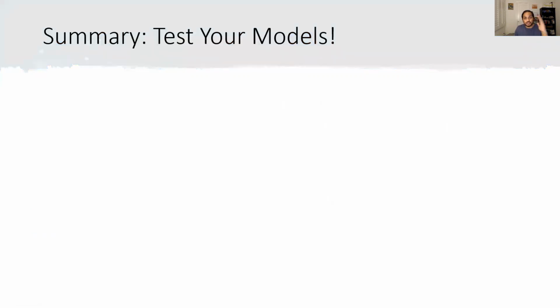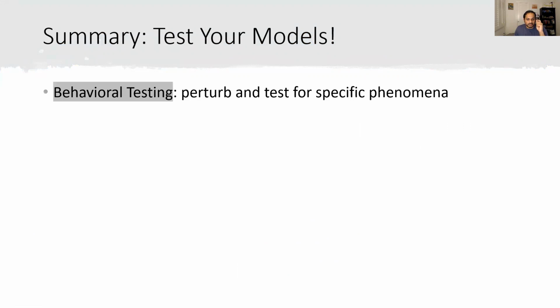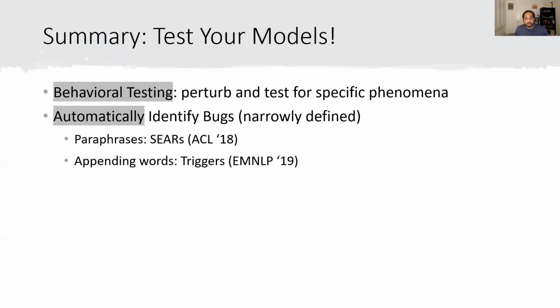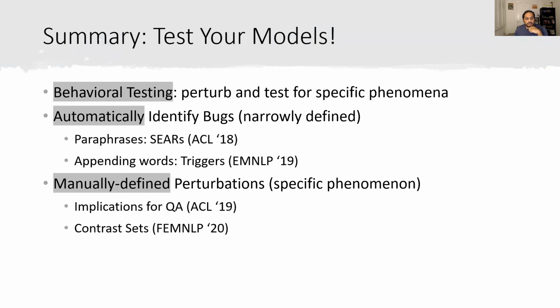So in summary, you should be testing your models. I talked about behavioral testing, how you can perturb and test for specific phenomena. And I talked about some automatic ways of doing this, like just doing paraphrases and you get some interesting behavior. Try to append some words and see whether that changes things or not. But you can also do some manually defined perturbations that might be specific to your task, but still might show you some specific kind of bug that automated methods won't help you with.